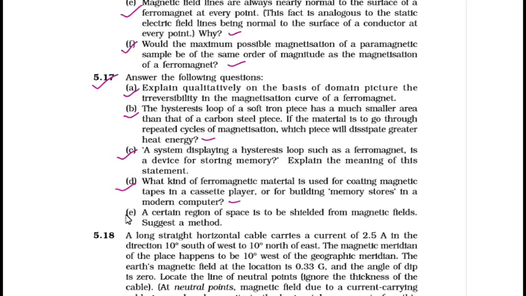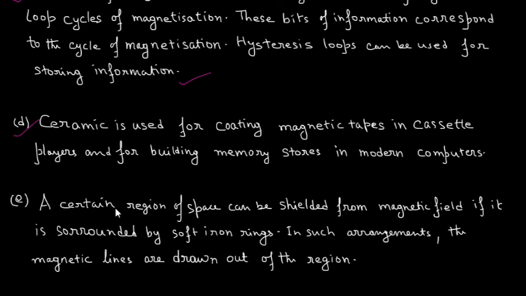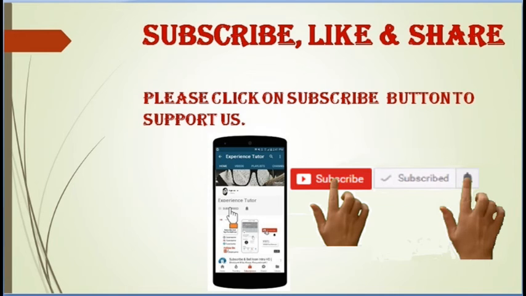The next question is E. A certain region of space is to be sealed from magnetic fields. Suggest a method. Let us see the answer. Answer for E: a certain region of space can be sealed from magnetic field if it is surrounded by a soft iron ring. In such arrangements, the magnetic lines are drawn out of the region. Let us move to the next question. Rest of the questions will be discussed in the next class.